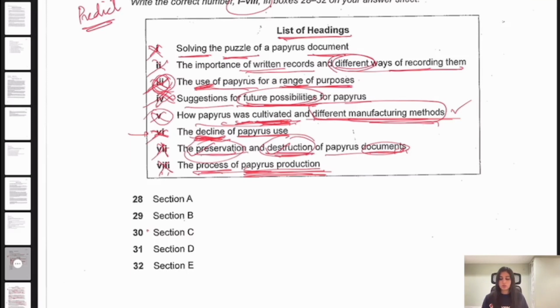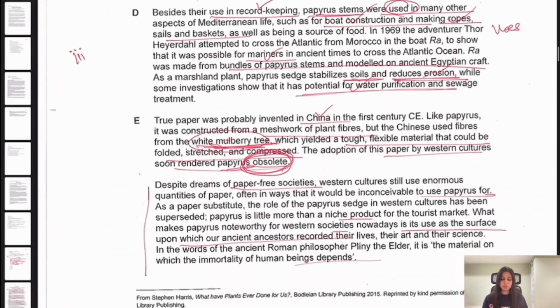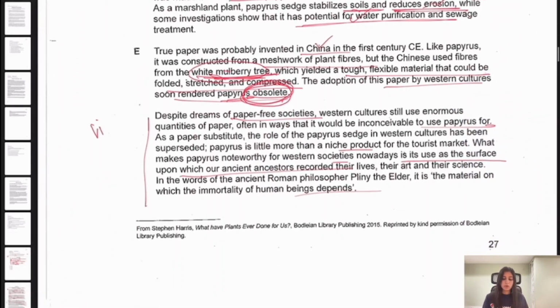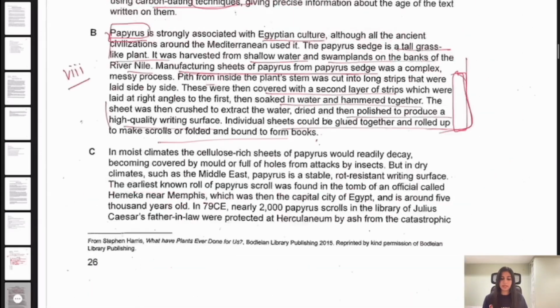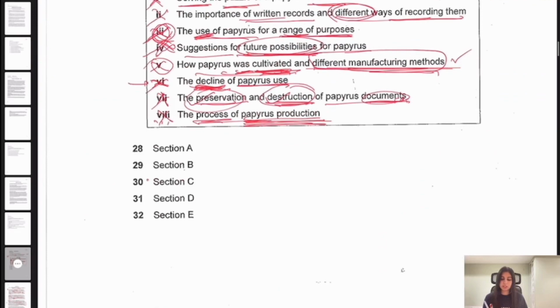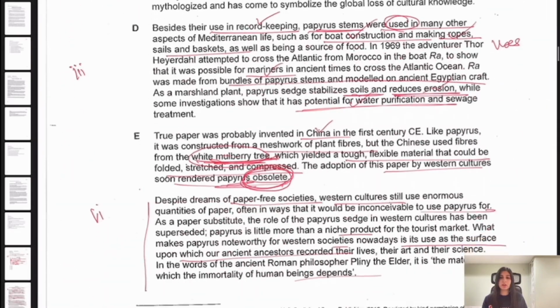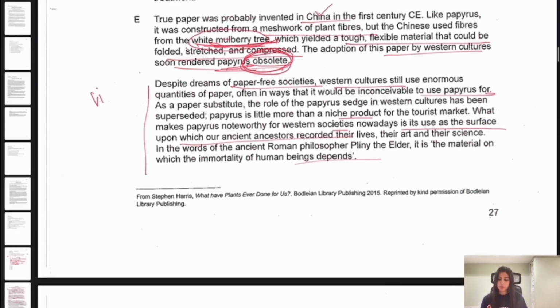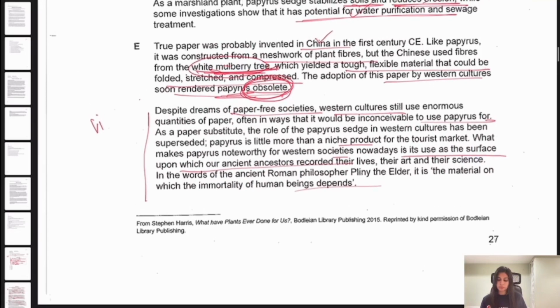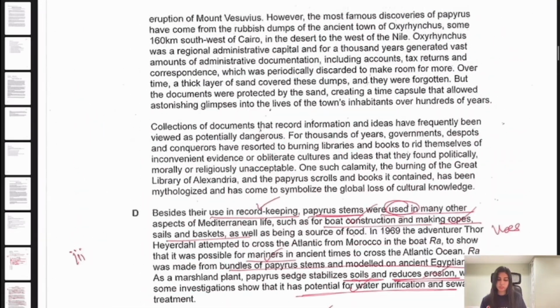Preservation and destruction of documents, no, there's no mention. Process has already been taken, so I would go with the sixth one, because now the papyrus plant has been replaced by the white mulberry tree, right? And there's no mention of Western cultures or anything in the heading, so we would go with that as the answer. None of the other headings make any sense after you read E. So yeah, that's how you find out the answer to this one.